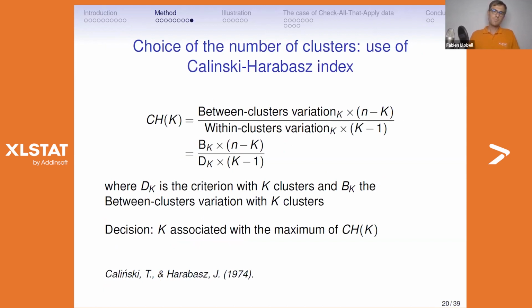The second index that we have adapted is the Qannari index, which is based on the ratio between the between cluster variation and the within cluster variation at the same level. And so with the property, we can adapt this index, and the decision is given by the maximum of the Qannari index.